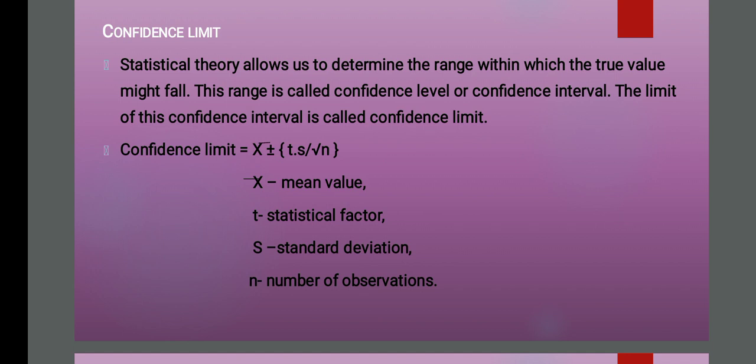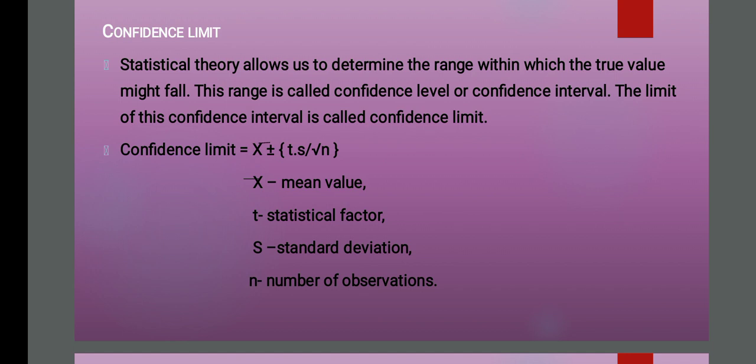And the formula for confidence limit is x bar plus or minus ts divided by square root of n. I'll repeat. The confidence limit is given by the formula x bar plus or minus ts divided by square root of n. Here x bar is the mean value, t is a statistical factor, s is the standard deviation, and n is the number of observations.